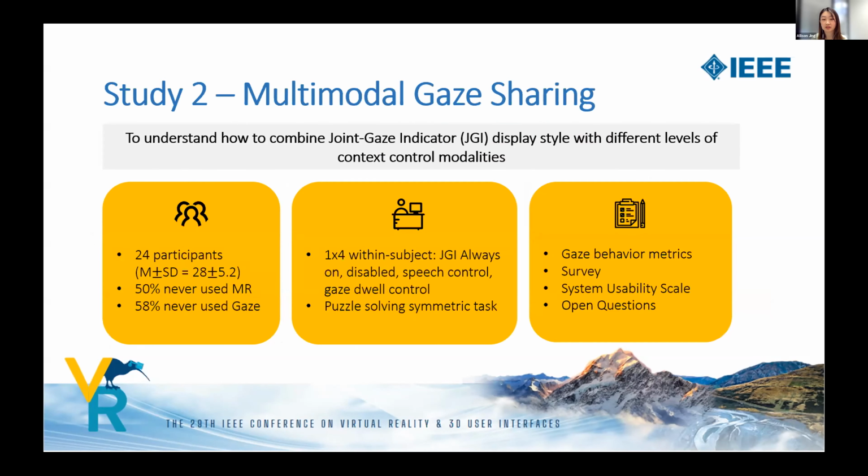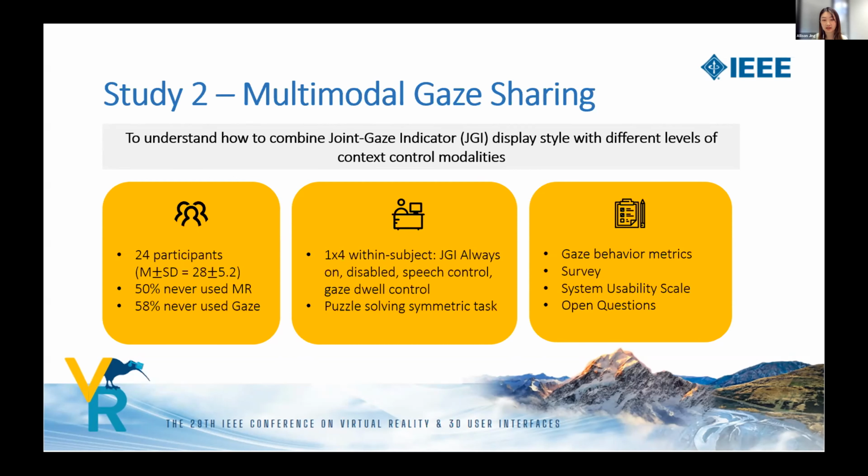A second study was conducted to understand how to combine joint gaze indicator display styles with different levels of context control to positively affect task coordination. 24 participants in 12 pairs with ages ranging from 19 to 42 were recruited. 4 conditions were designed using different combinations of attributes in context display and control modality. They are joint gaze indicator always on, indicator disabled, indicator controlled by contextual speech, and controlled by idle.